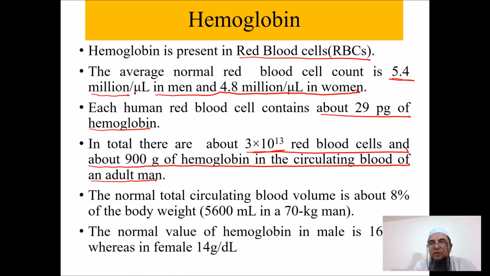The normal total circulating blood volume is about 8% of the body weight, which is about 5,600 milliliter in a 70 kg man. The normal value of hemoglobin in male is about 16 gram per deciliter, whereas in female it is 14 gram per deciliter.